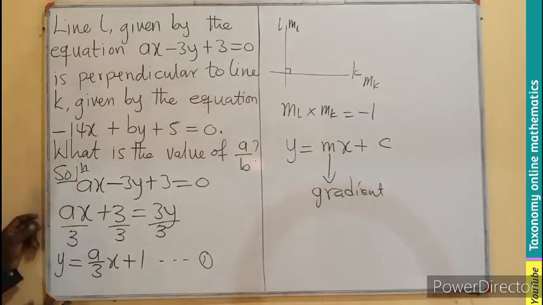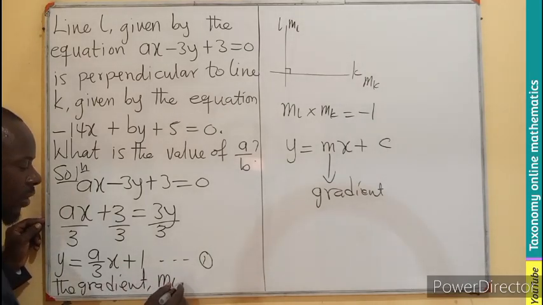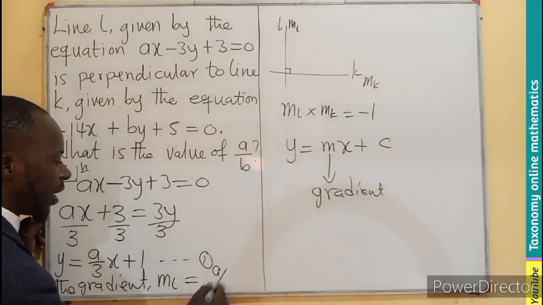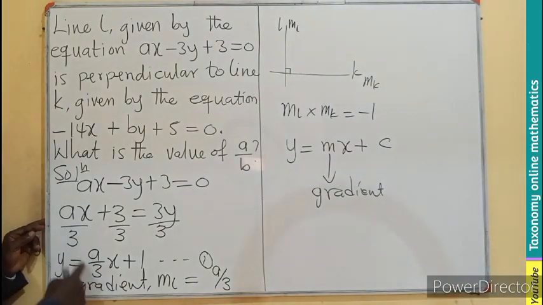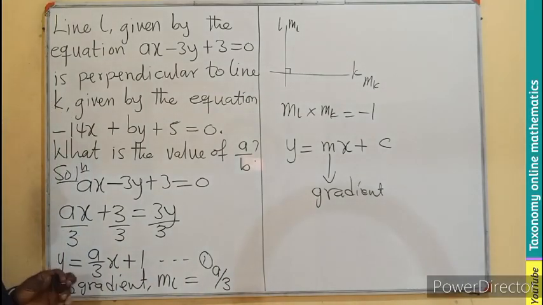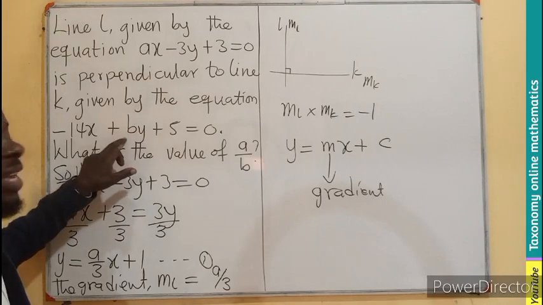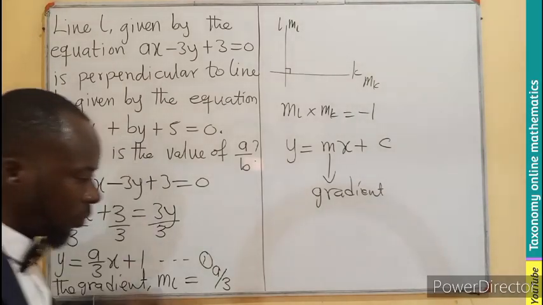So the moment we are able to do this, we can say that the gradient, in this case ML, is going to be a divided by 3. The coefficient of x is the first gradient. So now we have to find the gradient in the second equation also.